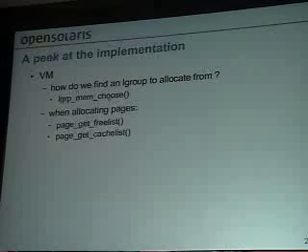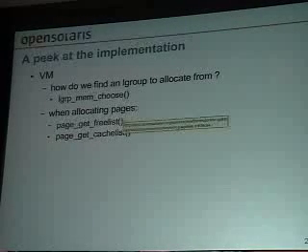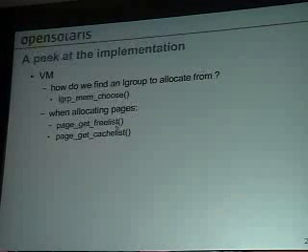Then, changes to the VM subsystem. I think the most interesting bits here are these two routines. The kernel has two lists for pages. The kernel not only allocates memory, but it also allocates pages. So it has a free list and a cache list. And these routines are used to allocate pages from those two lists.